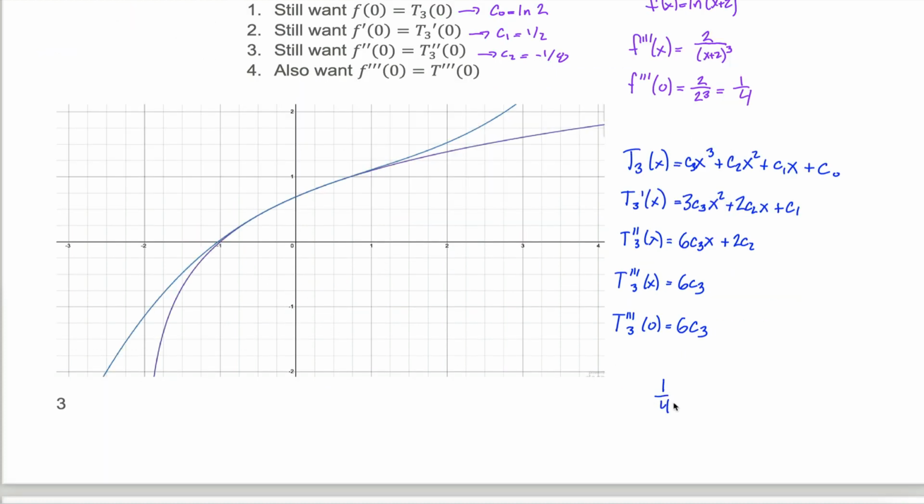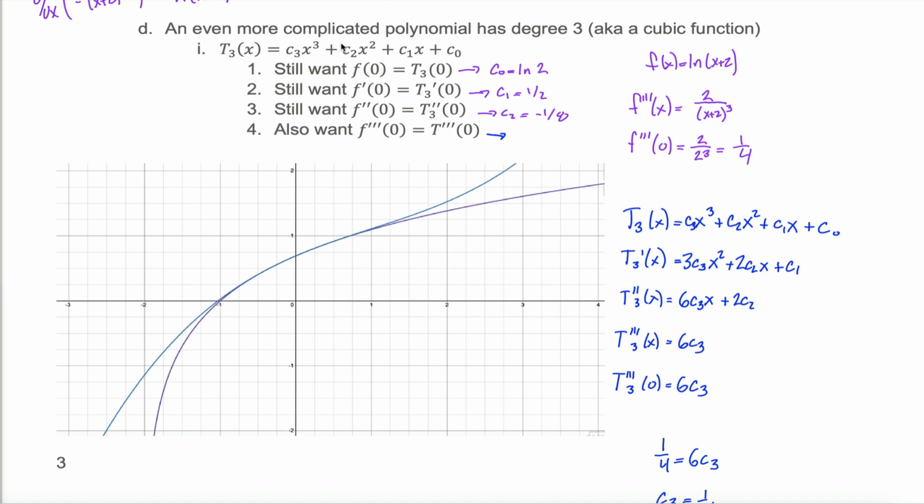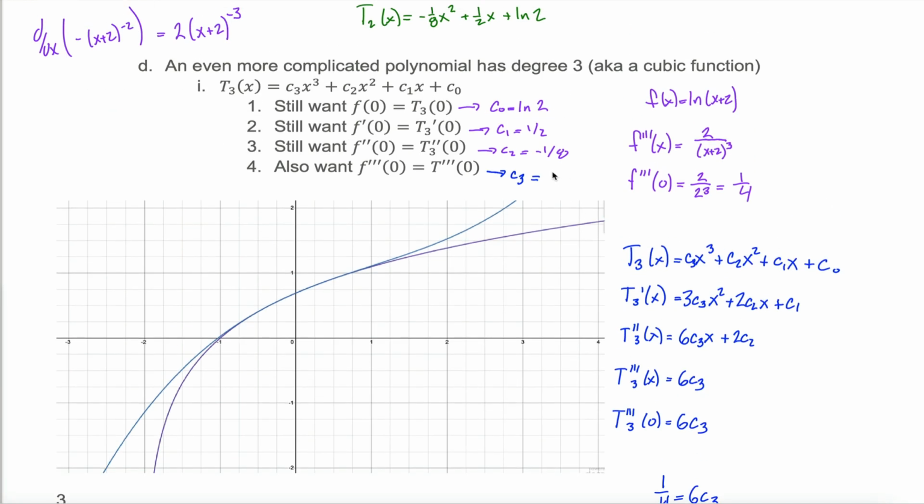If 1/4 equals 6c3, and I divide both sides of this equation by 6, I get that c3 should be equal to 1/24. My third degree polynomial is made up of 4 different constants. 3 of them I already knew going into this analysis. The fourth one I just figured out is equal to 1/24.